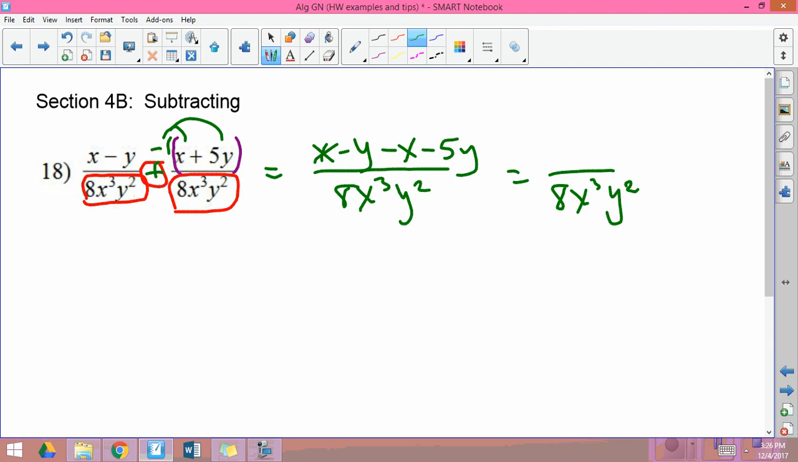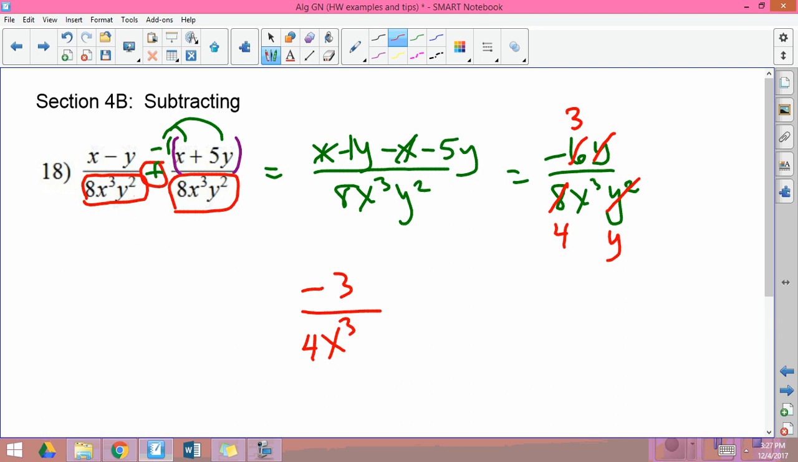X minus x cancels, that becomes 0. Minus y minus 6y, and remember that's minus 1y, is minus 6y. Now I have all multiplication here, so 6 and 8 have a common factor of 2, which leaves me 3 and 4. And y squared have a common factor of y, leaving y in the denominator. And so my final answer is -3 over 4x cubed y. Always making sure we reduce our fractions completely.